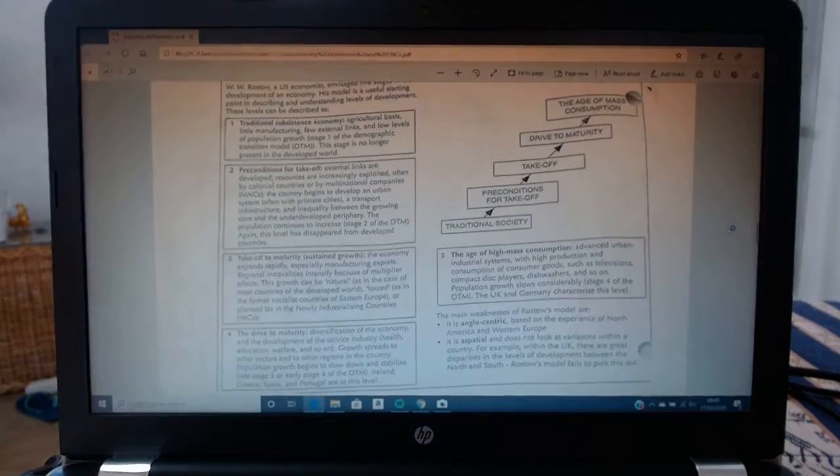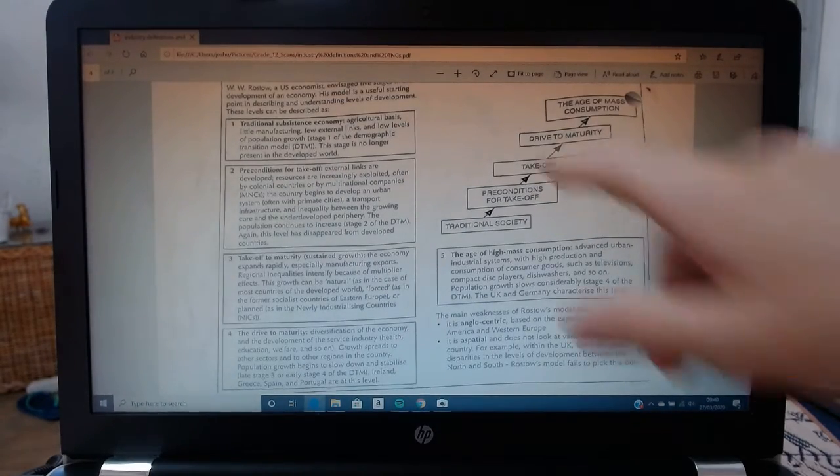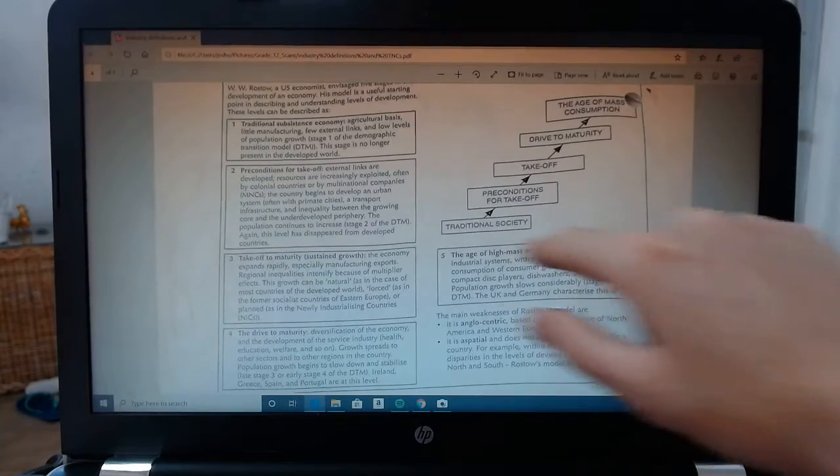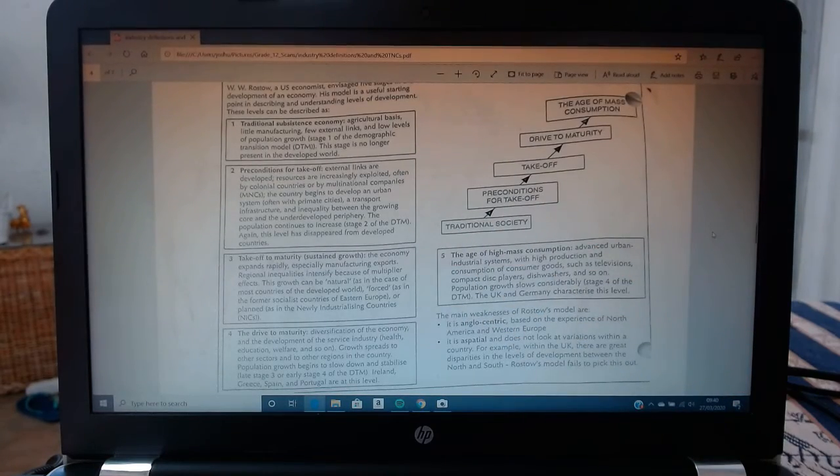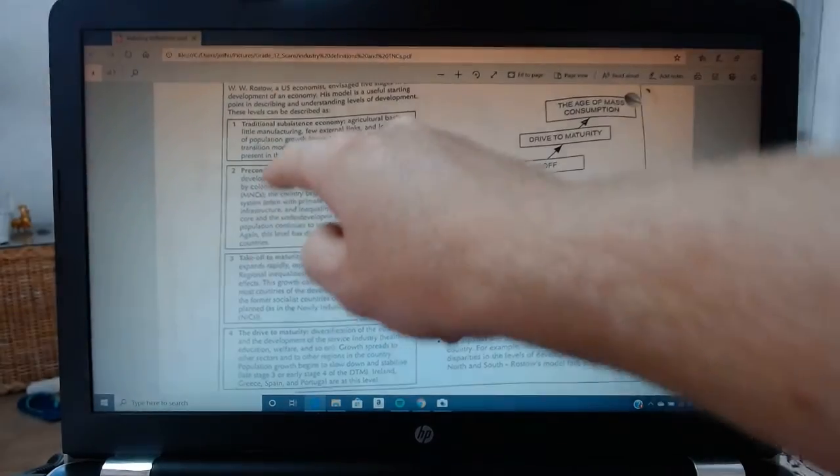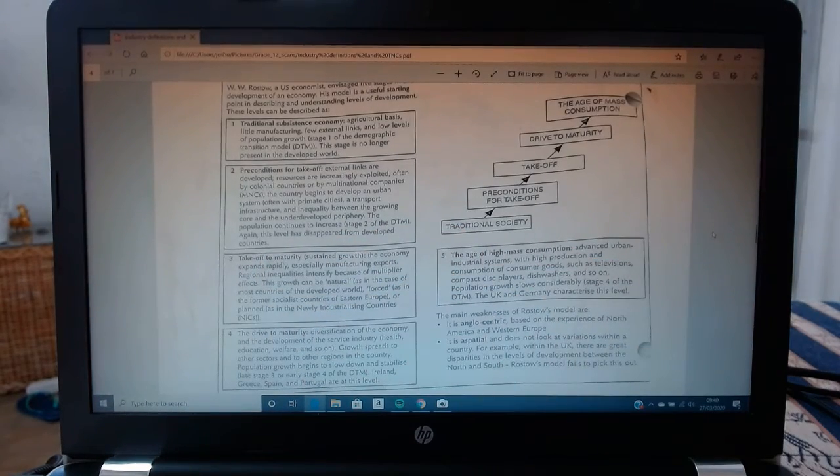Okay, so we're back with a Rostow model. First thing, you should have sketched this with your 2 axes added, like I said in the last video. Okay, first thing is highlight each of the titles in the boxes, please, the bits in bold.